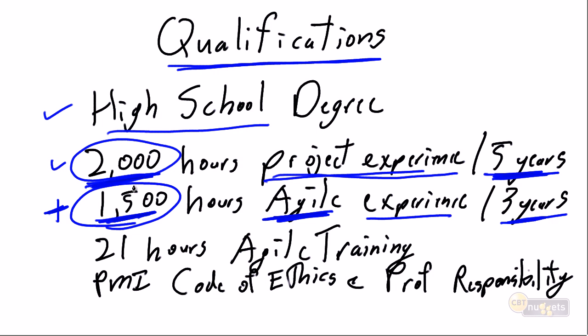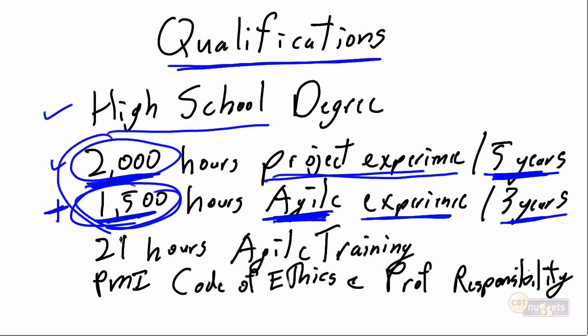So what is 1,500 hours? Again, doing the math for you, 1,500 hours breaks down to approximately 190 days, or somewhere in the range of about 40 weeks of direct Agile experience. Does not mean you are an Agile project manager, but that you have Agile experience. You've participated in an Agile team in one form or another, as a developer, as a coach, as a business user, or as a project manager.